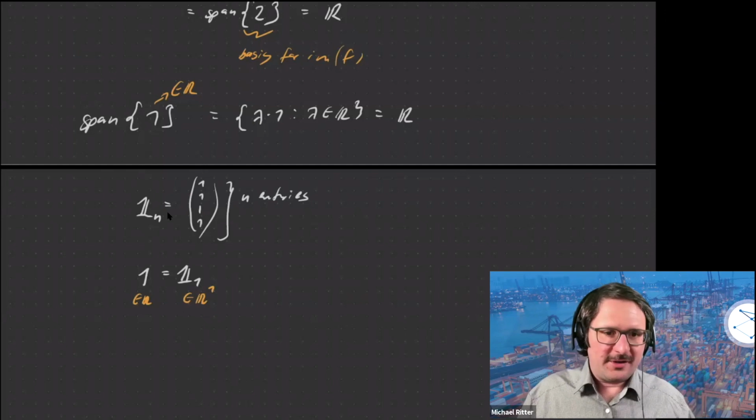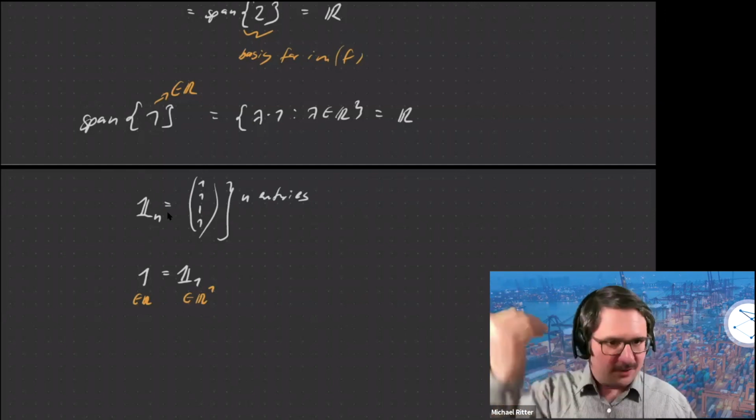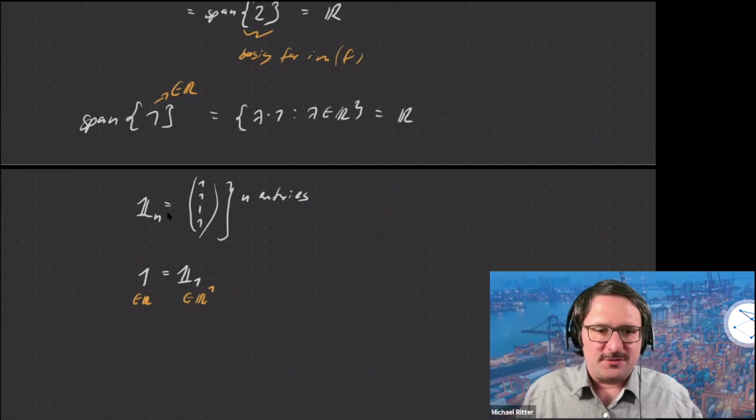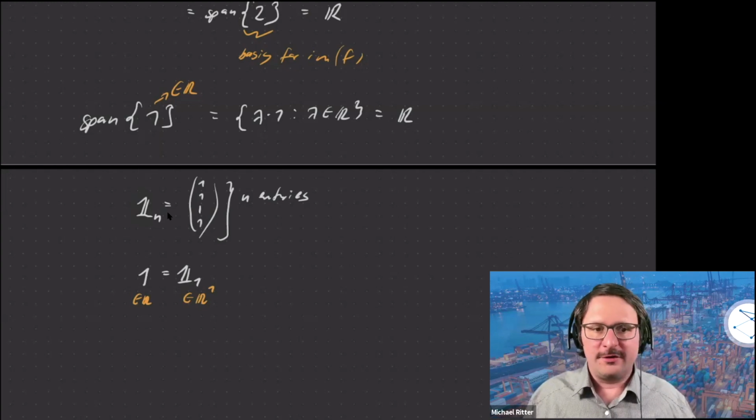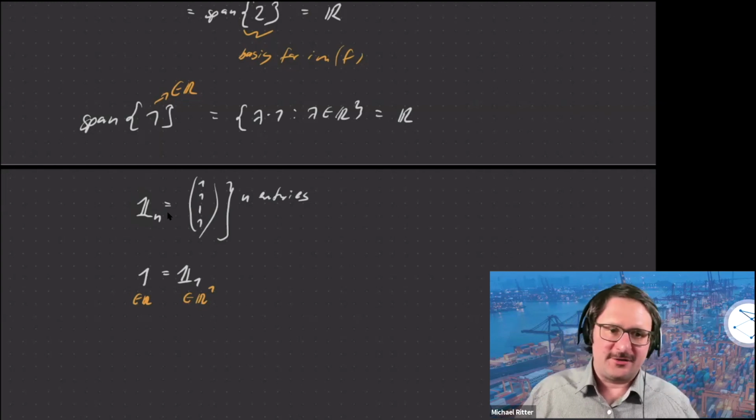In general, this all ones vector is larger if we're not talking about the vector space R, but about larger spaces, R2, R3, and so on, and it has more components all being 1. So those two coincide in this case, but that's just a coincidence. In general, those will be different. One is a real number, one is a vector.